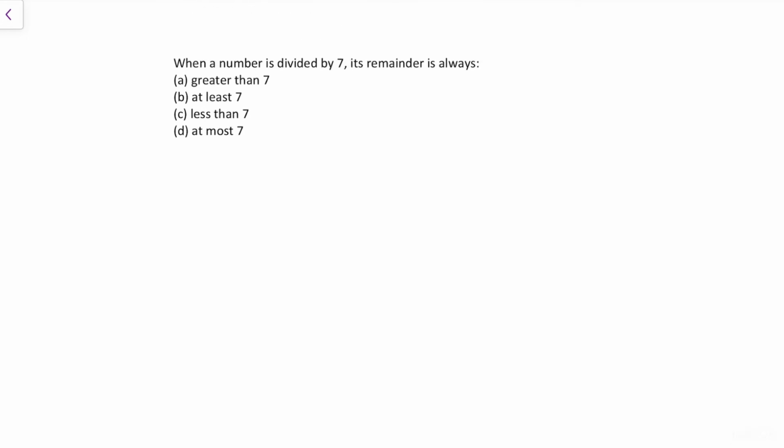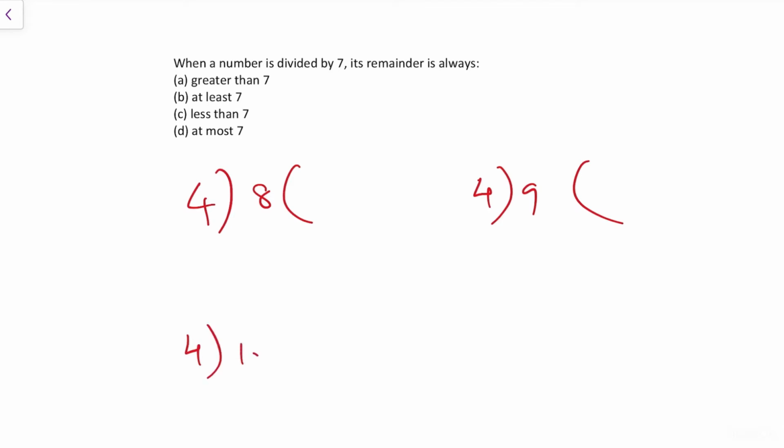Next, when a number is divided by 7, its remainder is always what? Whenever we divide a number by some particular number, the remainder should always be smaller than the divisor. For example, I took one number 4 and I keep on dividing. Okay, let us observe this.